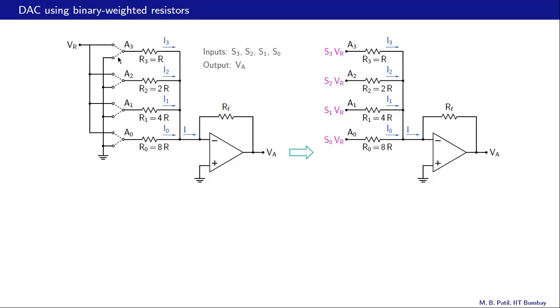If S3 is 0, then this node A3 gets connected to ground, like that. And if S3 is 1, then A3 gets connected to this reference voltage VR. In other words, the voltage at this node is S3 times VR. If S3 is 0, then that voltage is 0. And if S3 is 1, then that voltage is VR. And that is what we have shown over here.